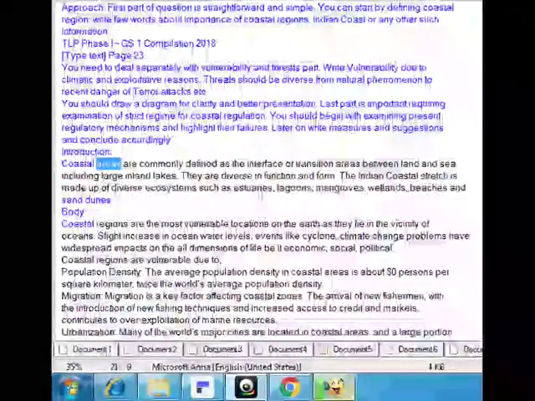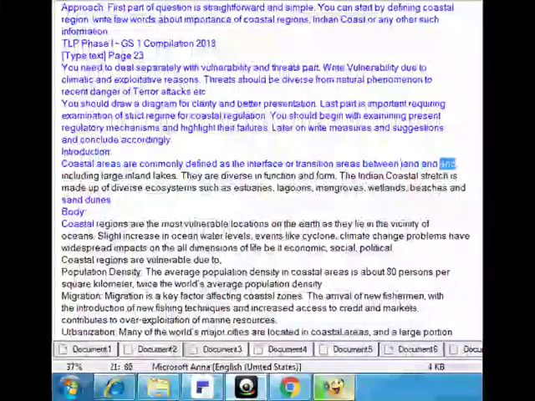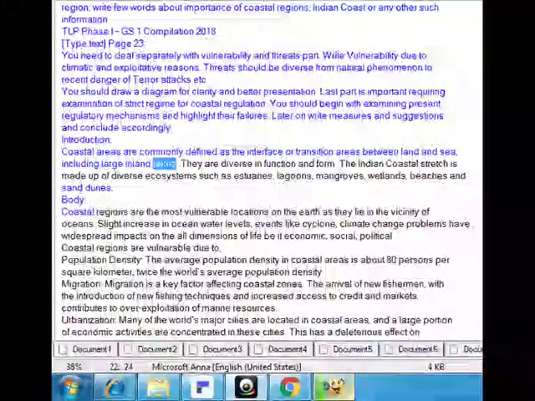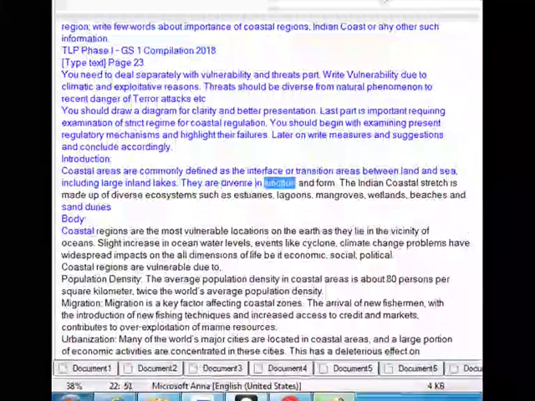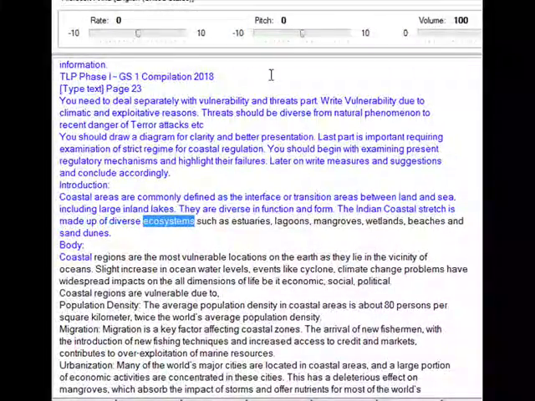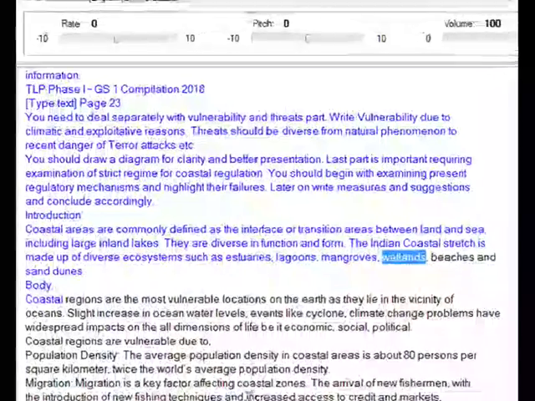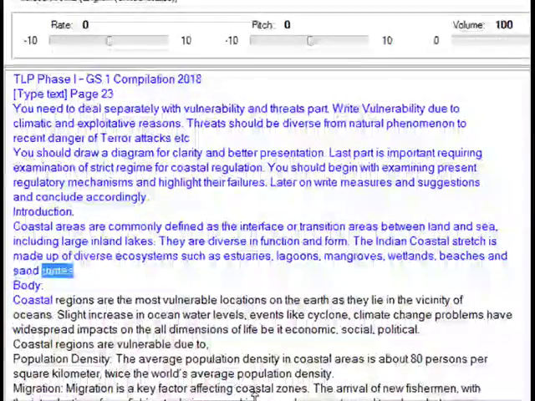Introduction. Coastal areas are commonly defined as the interface or transition areas between land and sea, including large inland lakes. They are diverse in function and form. The Indian coastal stretch is made up of diverse ecosystems such as estuaries, lagoons, mangroves, wetlands, beaches, and sand dunes.